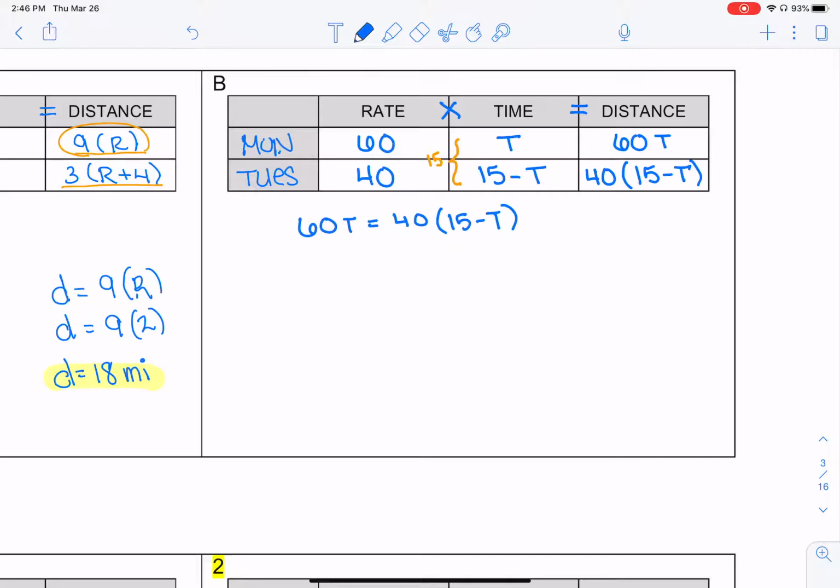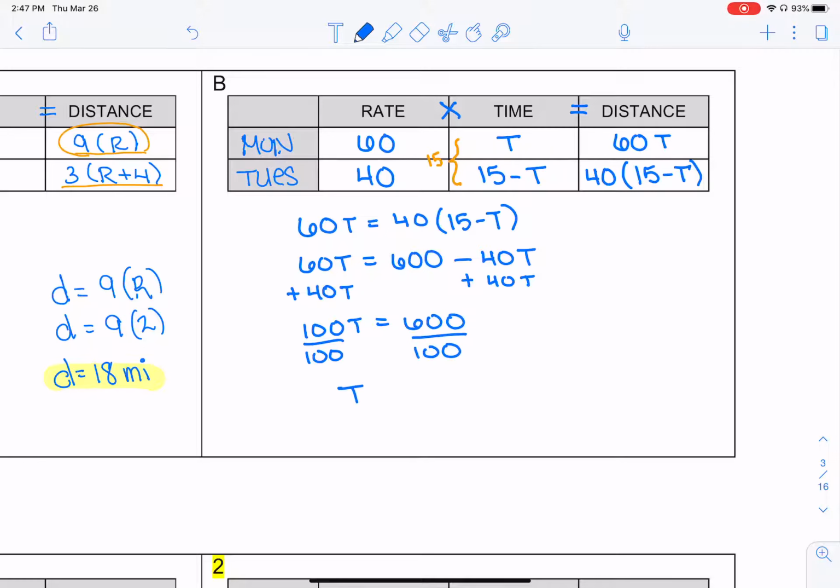Okay, so the first thing I'm going to do is distribute that 40. 40 times 15, that gives me 600 minus 40t. Let's add the 40t back over to the left side where the t's belong, and I get 100t equals 600. Now I'm going to divide both sides by 100 to get t equals 6. So I found that my time was 6 hours for Monday.